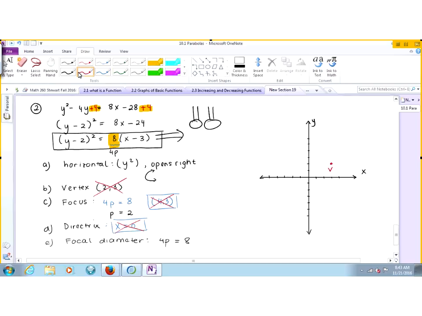This is your vertex. So how many units is your focus? No, it's still 2. It's still 2 units to the right. So what is your focus then? 5,2. Yes. Is that right? So this is your focus. Good. What about your directrix? Yes, that's right. X equals 1. You're right.